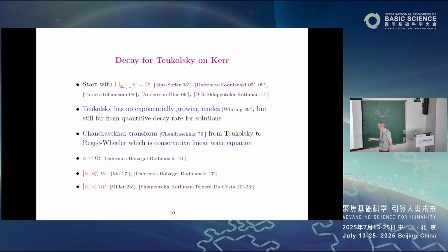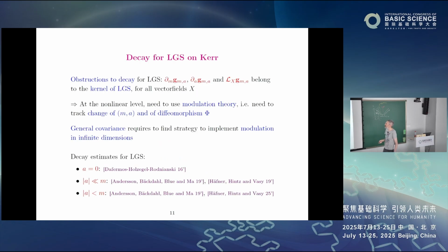Okay, so this closes the chapter on Teukolsky, and let me now close the chapter on linear stability by spending a last slide coming back to the linearized gravity system. Now you can see the obstructions you were mentioning, and these obstructions are not growing modes, but are in the form of a kernel. There is a huge kernel to this problem. So where does this kernel come from?